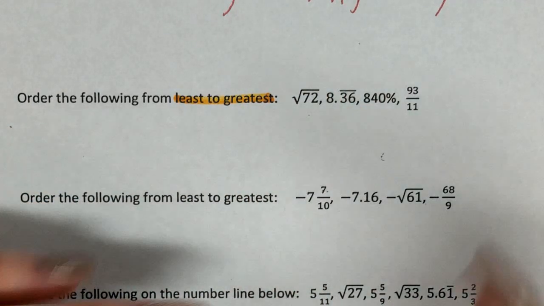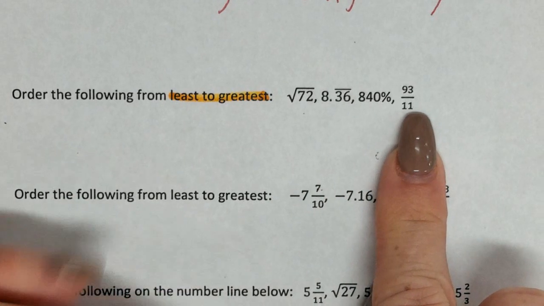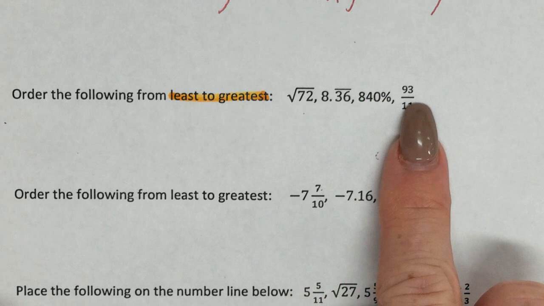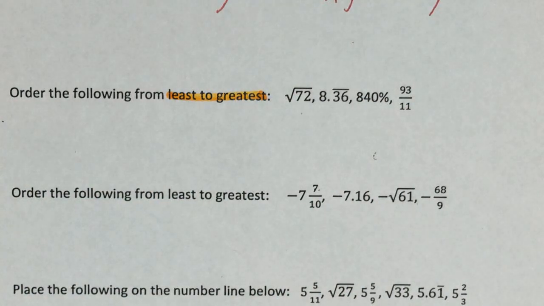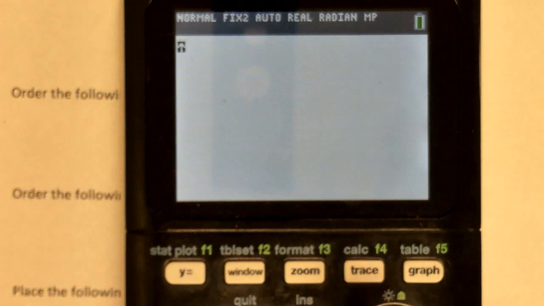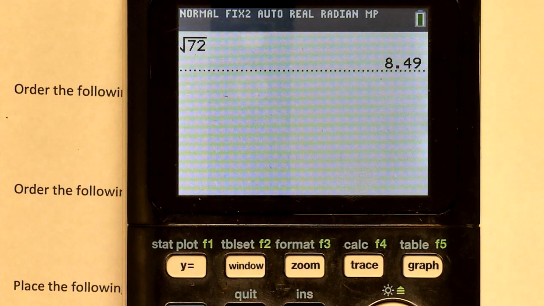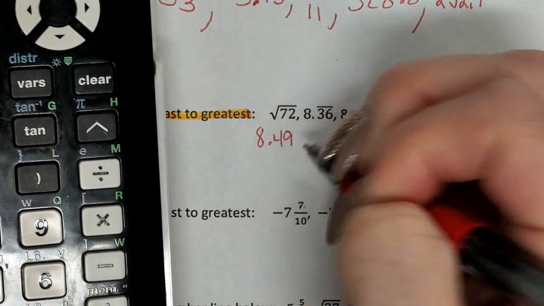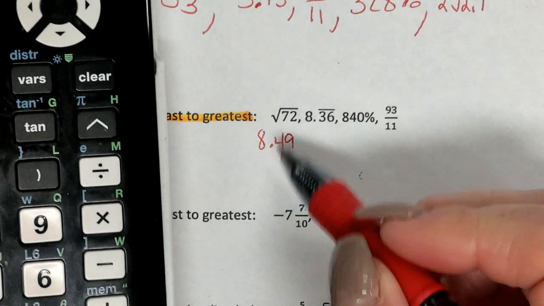So the first thing I'm looking for is negatives. Are there any negatives in this problem? No. So I don't have to worry about that. I'm just going to go change all of these to what? Decimal. So let's go do this square root of 72. How much money is that worth? $8.49. Now notice how I'm organizing it by putting it right under the number.